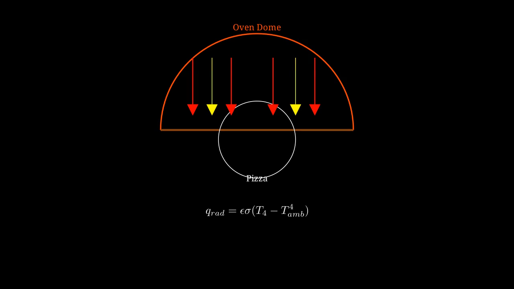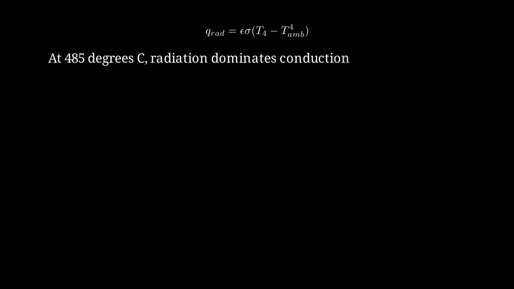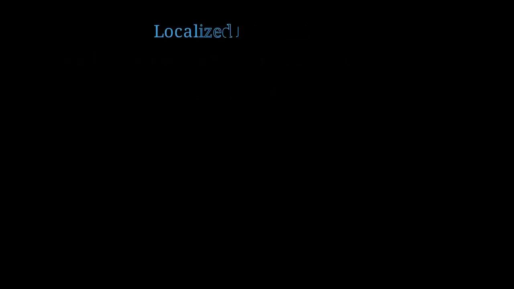Radiative heat transfer follows the Stefan-Boltzmann law. Heat flux equals emissivity epsilon times the Stefan-Boltzmann constant sigma times T to the fourth minus ambient temperature to the fourth. At 485 degrees Celsius, radiative heat transfer becomes the dominant mechanism, not conduction. This is because radiation scales with the fourth power of temperature. The Stefan-Boltzmann constant is 5.67 times 10 to the negative 8 watts per square meter per Kelvin to the fourth power. The thermal imaging revealed intense localized infrared bursts hitting specific spots on the pizza surface.